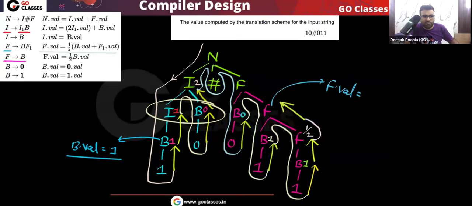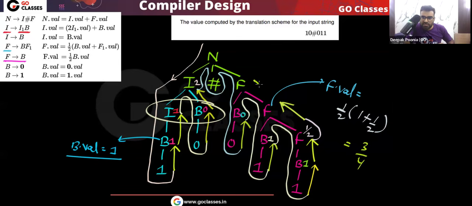Basically, f dot value will be equal to half of b dot value, that is 1, plus f1 dot value, that is half. Okay, so finally you can see what we got. Inside, we got 3 by 2 multiplied by 1 by 2, so that is basically 3 by 4. Okay, very simple. Now let's see the next.